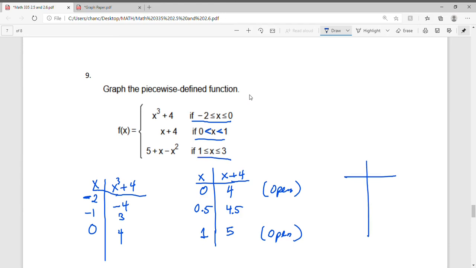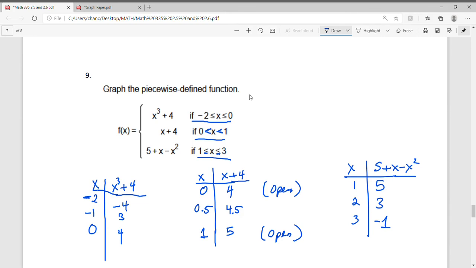For the last part of the graph, we'll check values of x that are between 1 and 3. Let's pick 1, 2, 3. And since these are included in the graph, they're going to be closed circles. We'll have to plug it into 5 plus x minus x squared. If you plug in these values into our function, we have the first one should be a 5. The second one should be equivalent to 3. When you plug in 3 into 5 plus x minus x squared, you should get -1. So please double check these values and make sure they're correct.